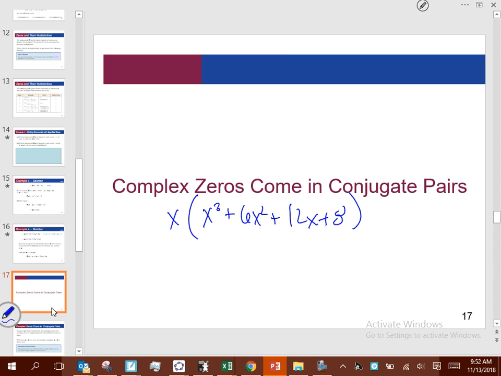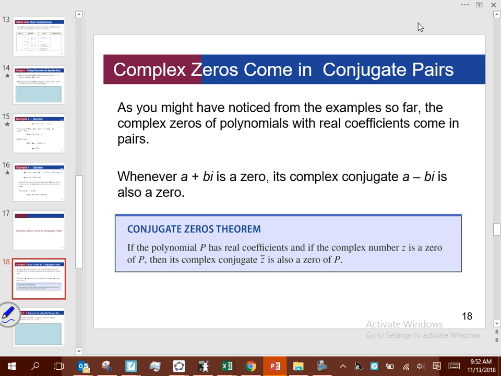All right, so that gets us to what we call the complex conjugate zeros theorem, or conjugate zero theorem. Sometimes we call it the complex conjugate theorem. If you go back to all the examples that we've done so far, one had i and negative i as zeros, and when we factored we got x plus i and x minus i as factors. x plus i and x minus i are conjugates, right? What this theorem is saying is that if a plus bi is a factor or a zero of my polynomial, then its conjugate is a zero as well.